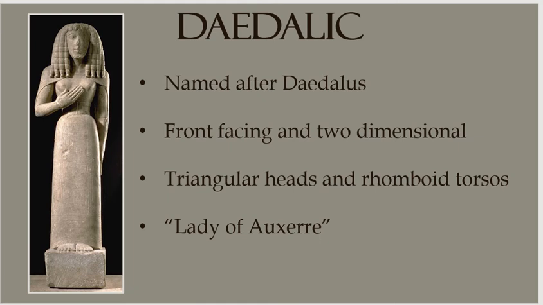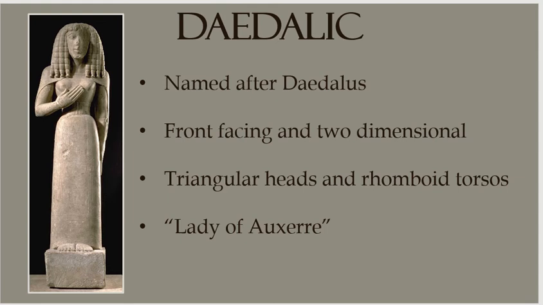Next comes the Daedalic time period. So geometric eventually develops and evolves into what is called Daedalic, and this style is named after the legendary figure Daedalus, whose name means skilled craftsman. So Daedalic statues are usually strongly frontal, like the one you can see here, that have sort of a two-dimensional aspect. There's nothing dynamic happening. And so other hallmarks of this style are triangular heads, rhomboid torsos, and circular earlobes.